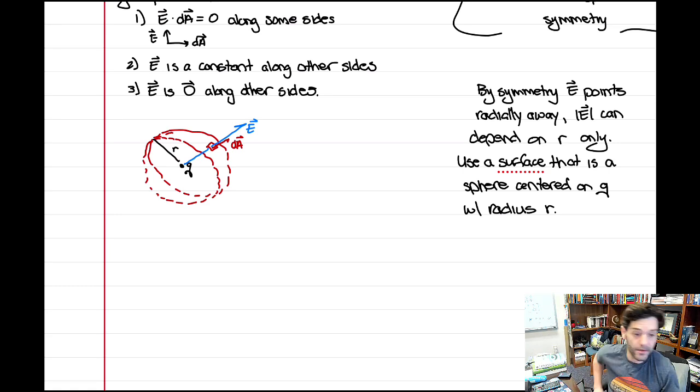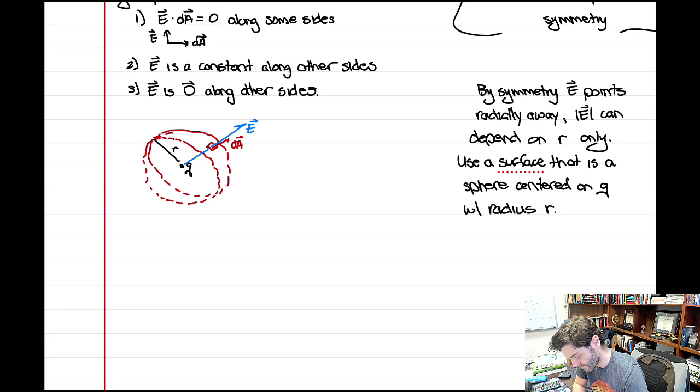So there's, again, where the symmetry is helpful. No matter which of these little tiny patches you pick, the electric field is always pointing directly away from the charge, and that also happens to be exactly the direction that each of those little area vectors are pointing. All those little area vectors are pointing directly away from the charge.